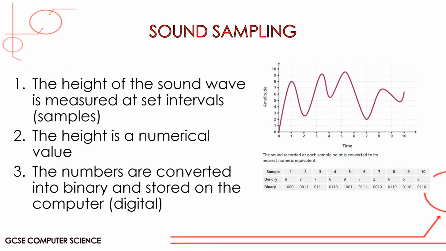Sound sampling is when you are converting an analog sound into digital. You take the height of the sound wave at set intervals. In other words, you take samples of the sound wave. The height is a numerical value. As you can see in this diagram, at 1 second the height of the wave is 8, and then those numbers are converted into binary and stored on the computer. So after 1 second it's 8, after 2 seconds it's 3, and so on, and you convert these numbers into binary. The resulting string of binary digits is what the computer sees.